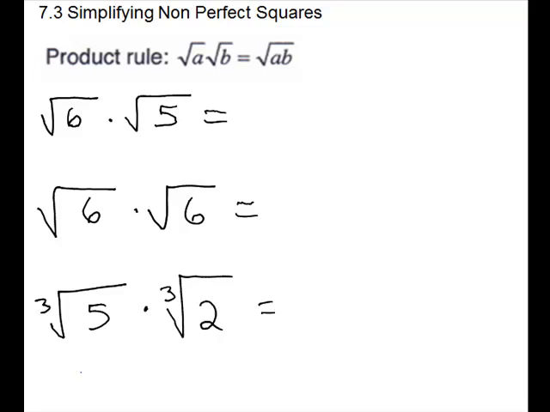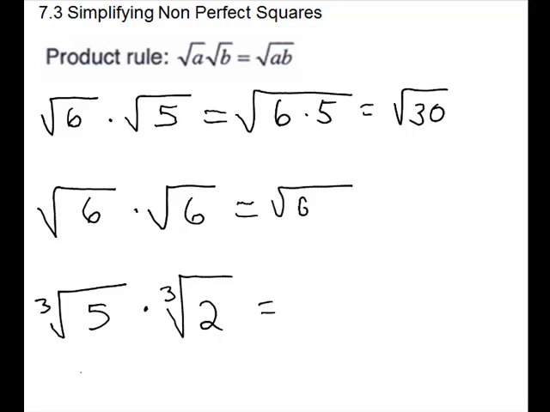First, we have square root of 6 times square root of 5. So by our rule, we can multiply them underneath the radical, 6 times 5, and get square root of 30. We can do the same with square root of 6 times square root of 6 and get square root of 36, which is a perfect square. It is just equal to 6.